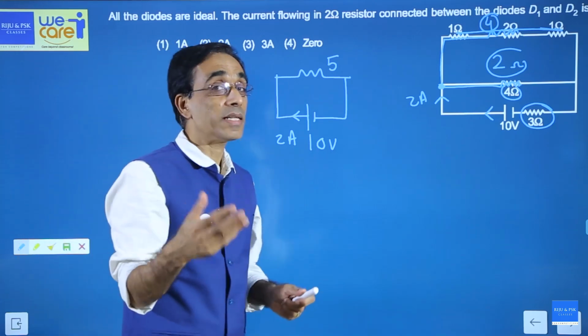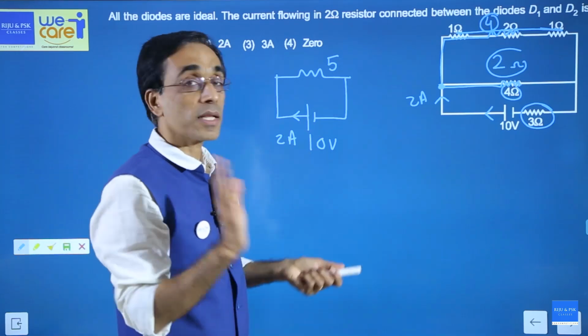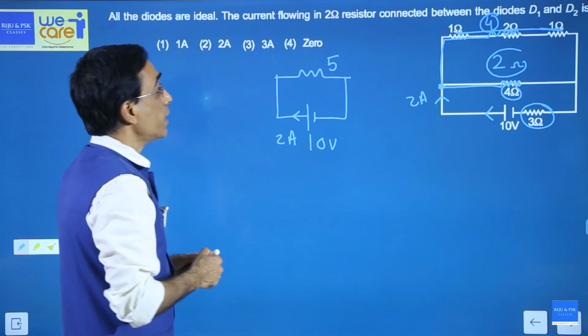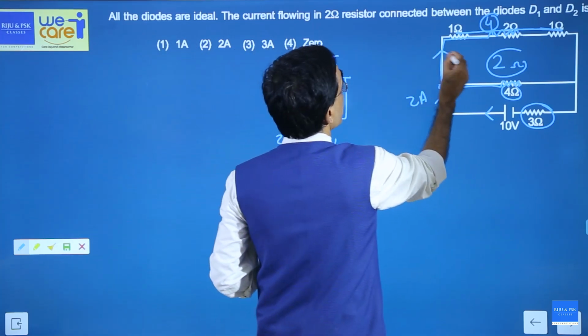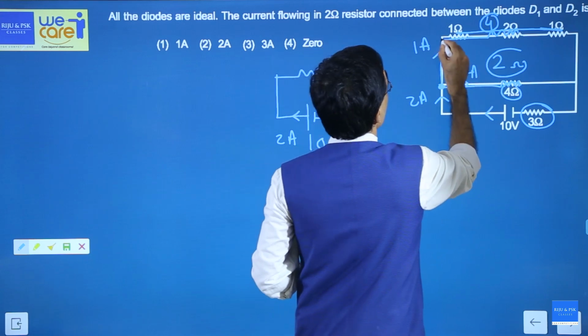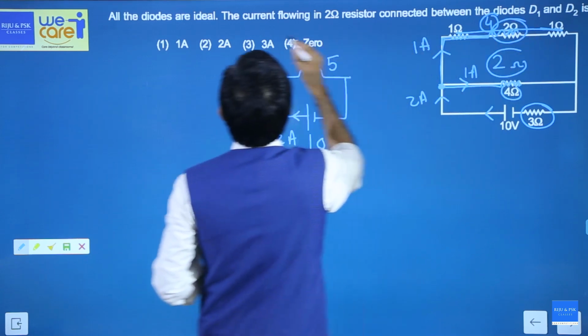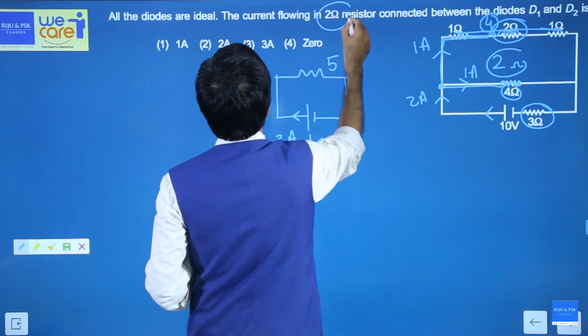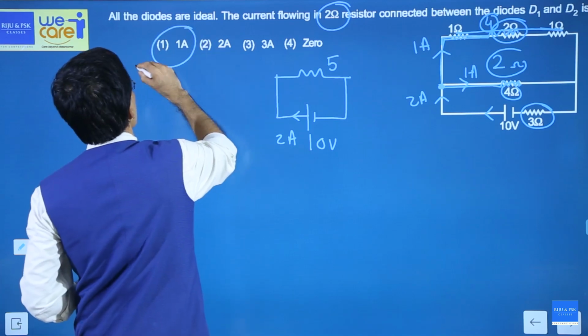Why is it equal? Because the resistances are equal, same. So current in the first branch, this one will be 1 ampere and current here will also be equal to 1 ampere. So this 1 ampere will flow through 2 ohm. So the question is that the current through 2 ohm should be equal to 1 ampere. This is your right answer.